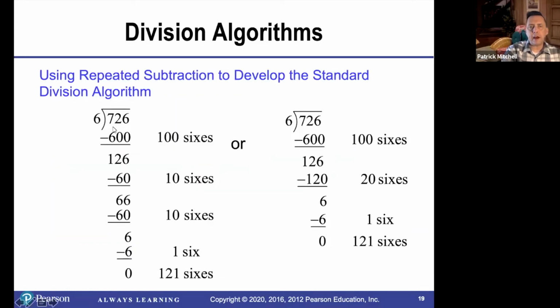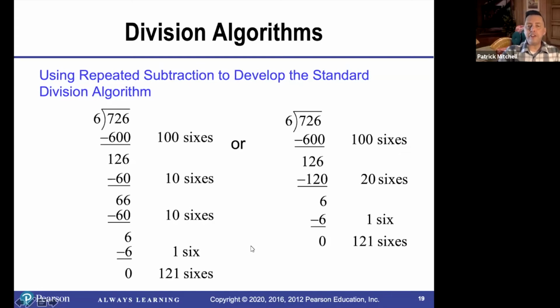So here's basically what happened when we did that. First we grouped our 1 group of 6 flats, which represents 100 sixes. That left us with 126. Then if we subtract 60, that represents a group of 10 sixes. Subtract 60 again, that's another group of 10 sixes. And then 6 is 1 group of 6. Altogether, we have 121 groups of 6.